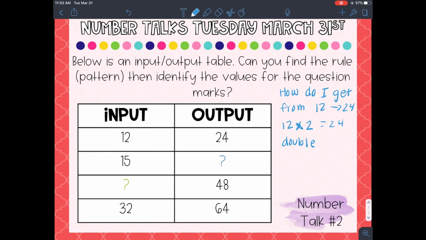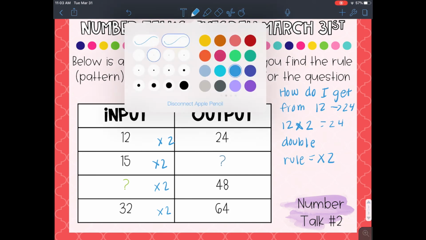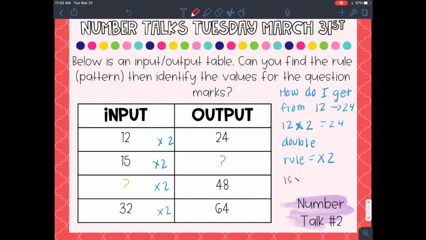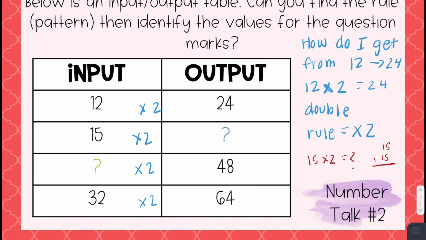So I need to make sure that this makes sense for all my other problems. So the doubling rule, we're going to use the rule times 2. So I'm going to put times 2, times 2, times 2, times 2. So when I'm going from my input to output, I'm multiplying by 2. So the next thing we have to figure out is what 15 times 2 is, because that's what one of our question marks is. I know that multiplication is just repeated addition, so I could add 15 twice, and 15 plus 15 is 30, so I know that that question mark equals 30.